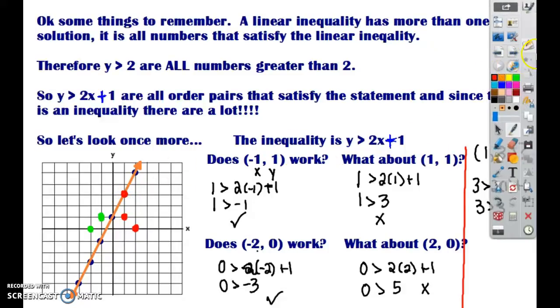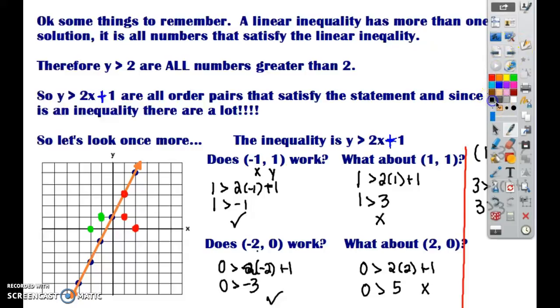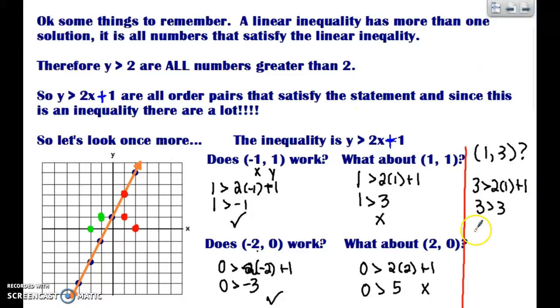You are red. Let's try one more. Let's try (-1, -1). So we're saying (-1, -1).